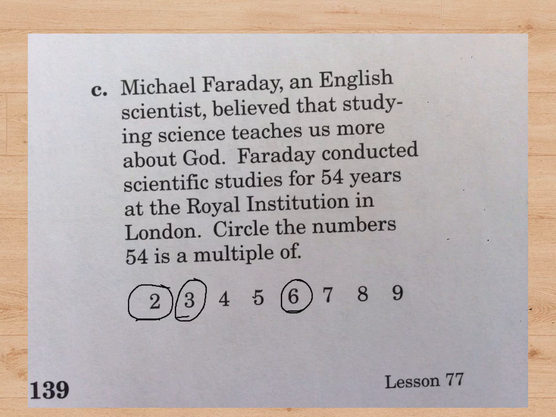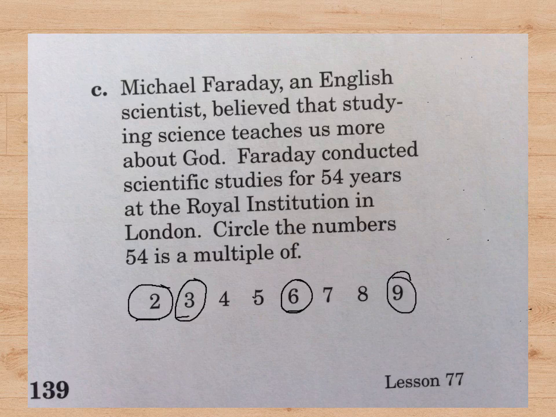Does 8 go into 54 evenly? Well, I know that 8 times 6 is 48, and 8 times 7 is 56, so no, it doesn't go into that. What about 9? Well, 9 times 6 is 54, so 9 does go into it evenly. So you should have circled the 2, the 3, the 6, and the 9.